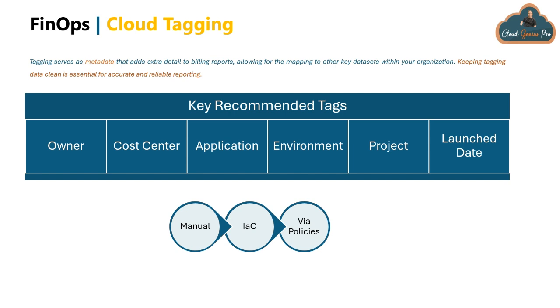These tags can be configured manually, via infrastructure as code, or via policies as well. When I say manually, an individual has to go into each cloud resource and configure each tag and the value of these tags. Obviously, this approach is exposed to human errors.